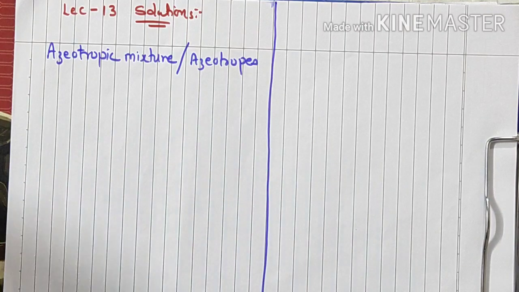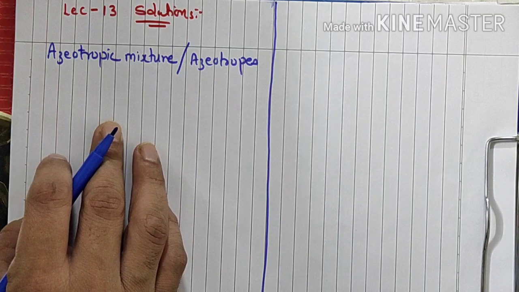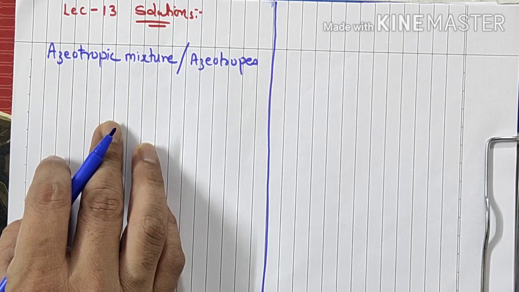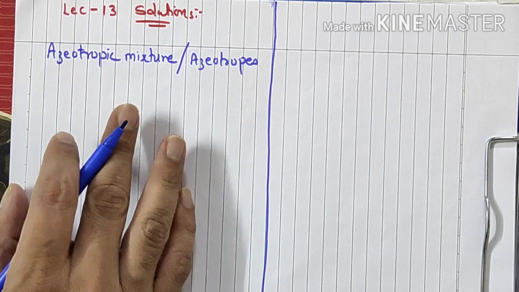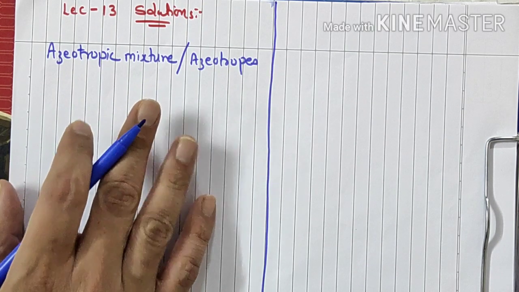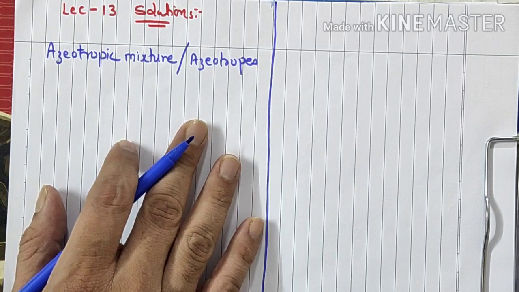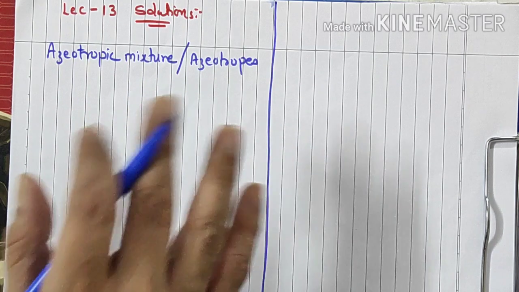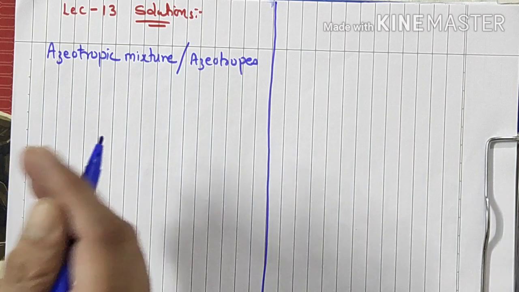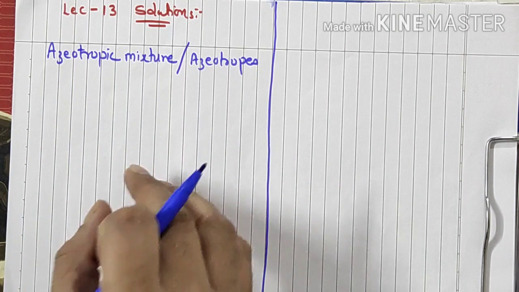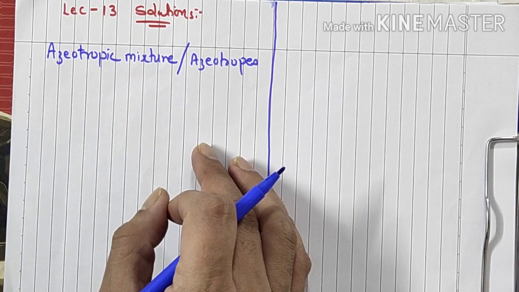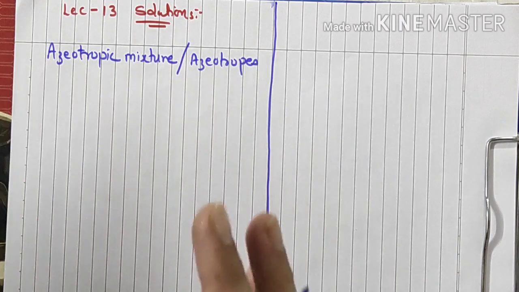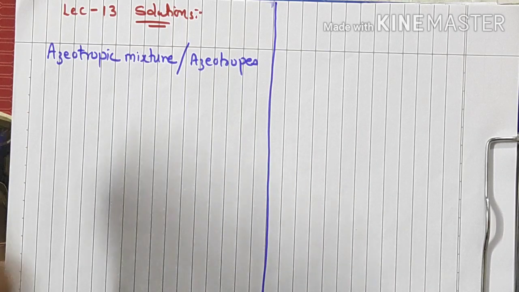But before we move on, to understand what an azeotropic mixture is, we have to understand certain things first: what is a boiling point, and what is a binary solution. We'll go in sequence.